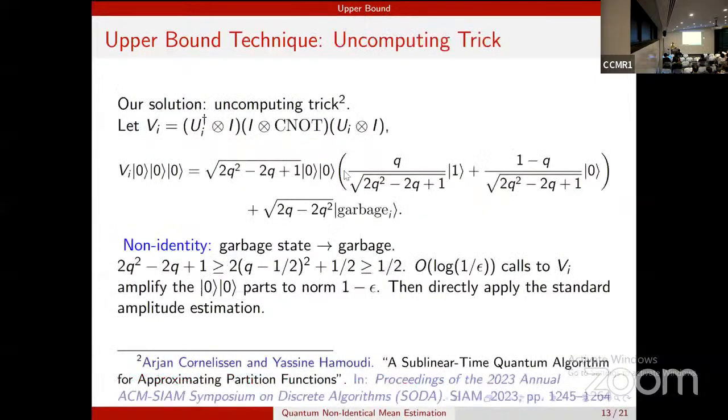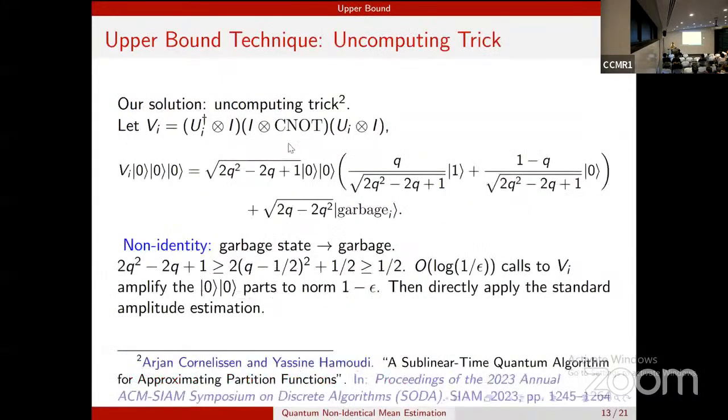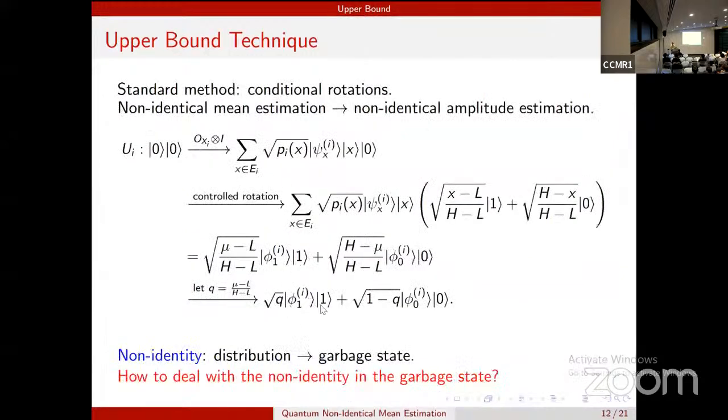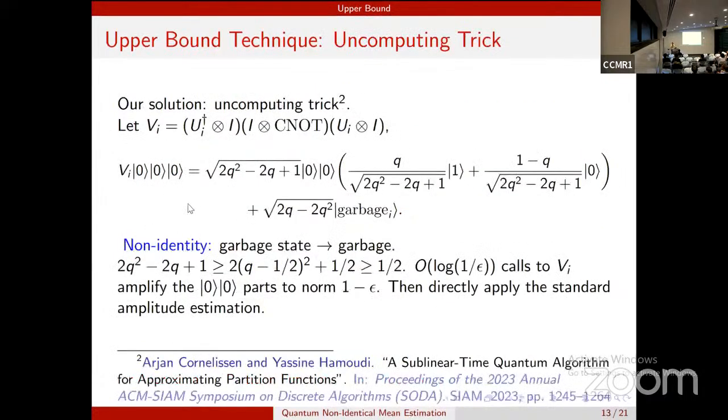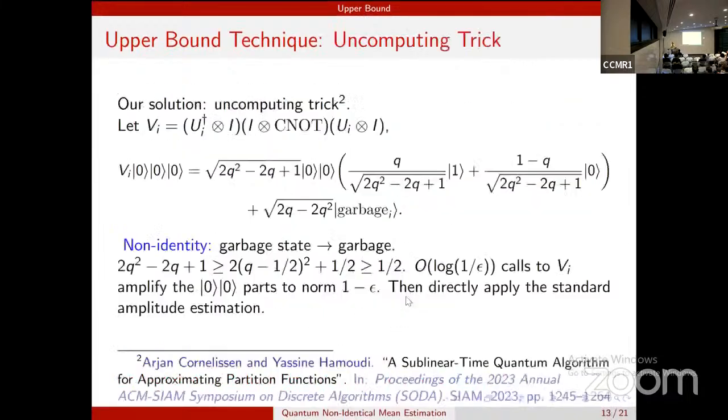First, we start from the zero quantum state and we apply a unitary UI. UI is this unitary. And then we apply a C0 gate to copy the information of those 1 and 0 to a new register. And then we apply a UI dagger to uncompute this garbage state. So after this process, we obtain a unitary VI. When it is applied to the zero quantum state, we obtain this quantum state.